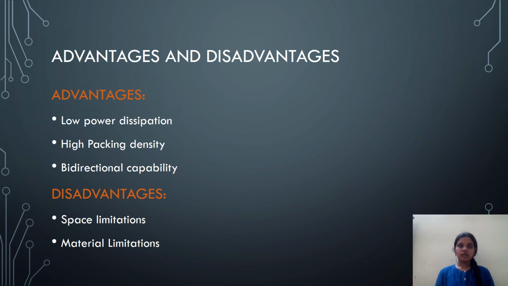Advantages: low power dissipation, it has high packing density, and it has bidirectional capability. And the other advantage is it is very low cost. It has disadvantages also. There are space limitations and material limitations in CMOS technology.